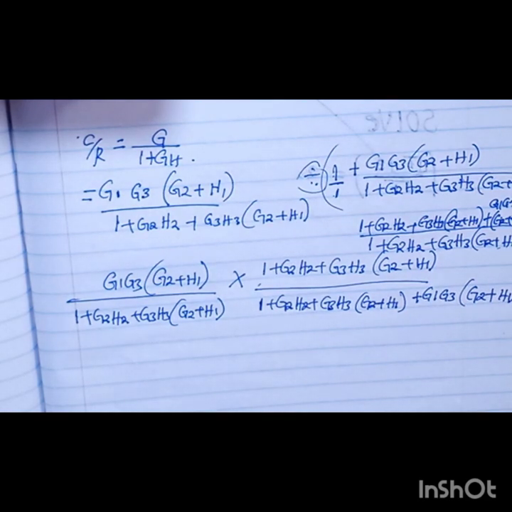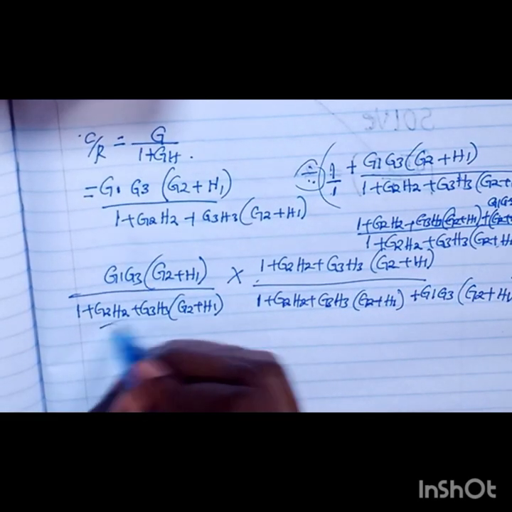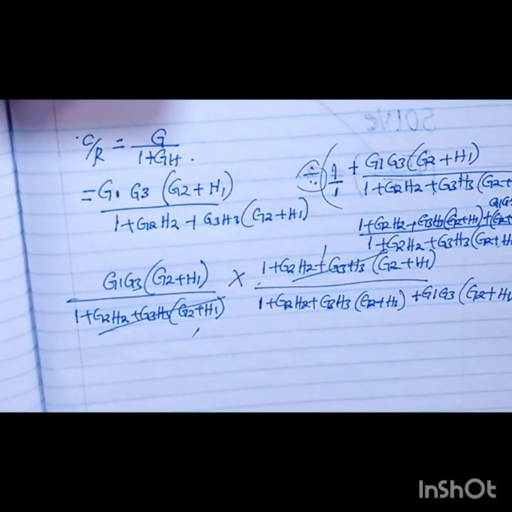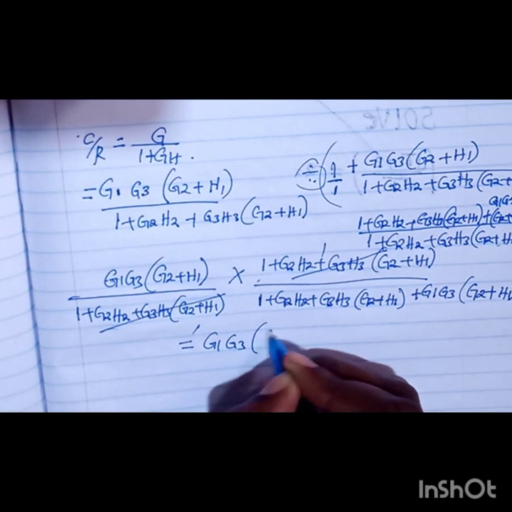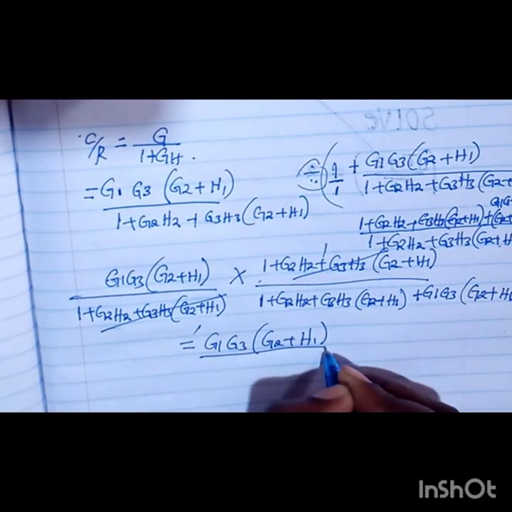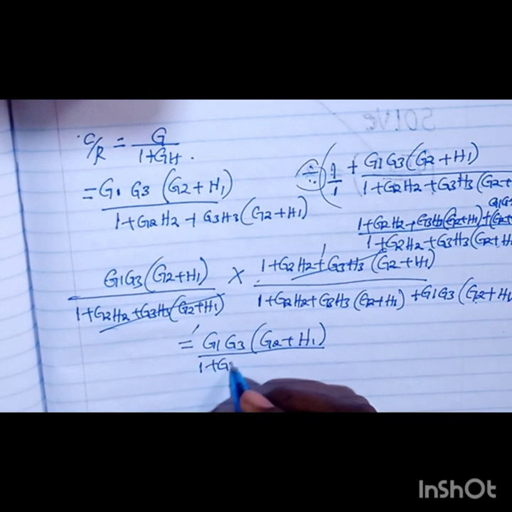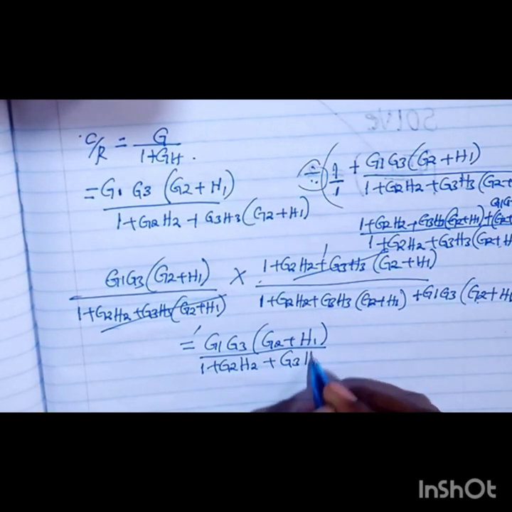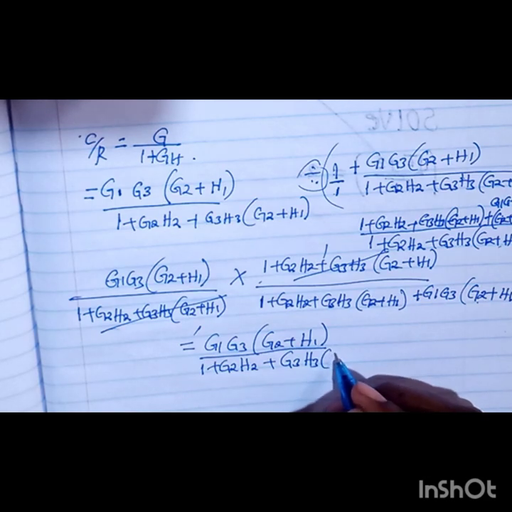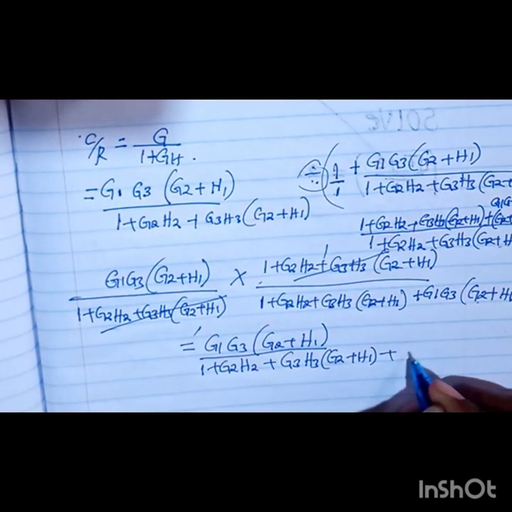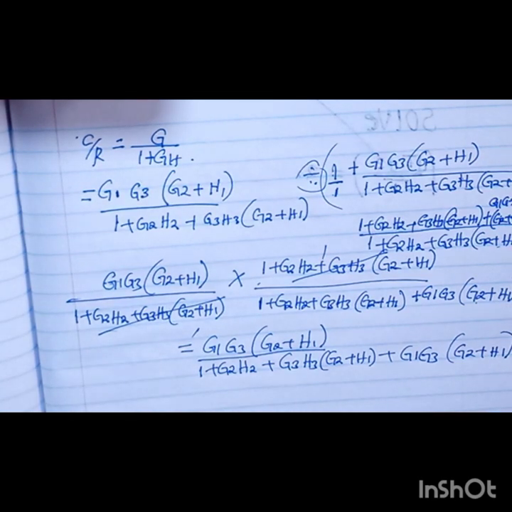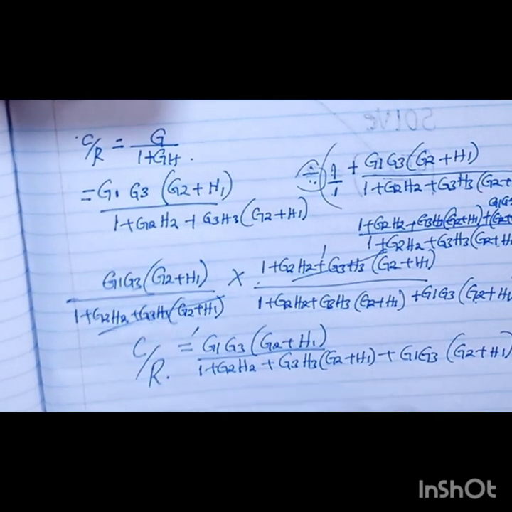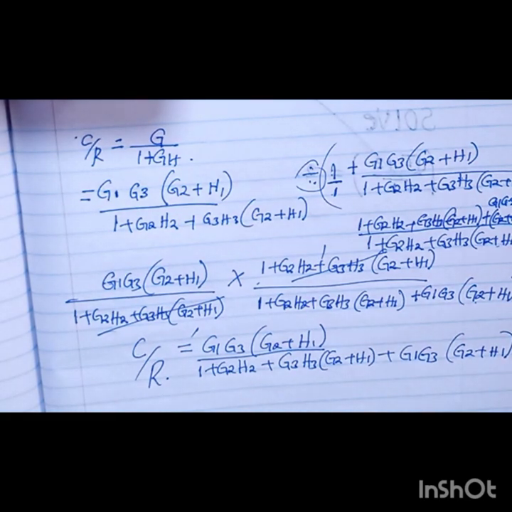That's what we have. Then from there, you can see that these two values are the same. So I can have this one being equal to 1, this one being equal to 1. So I just remain with this one, which is G1 G3 into G2 plus H1 divided by this value, which is 1 plus G2 H2 plus G3 H3 into G2 plus H1 plus G1 G3 into G2 plus H1. And now this one becomes our control ratio C over R. And that's how we reduce a block diagram, and that's how we obtain the transfer function.